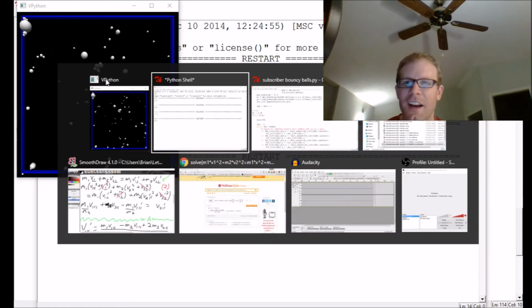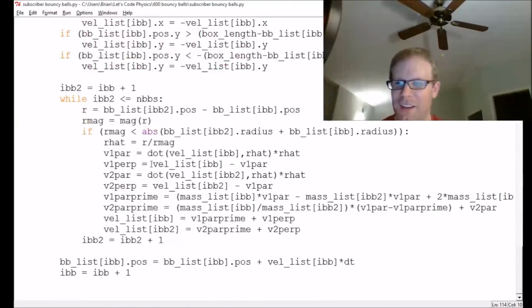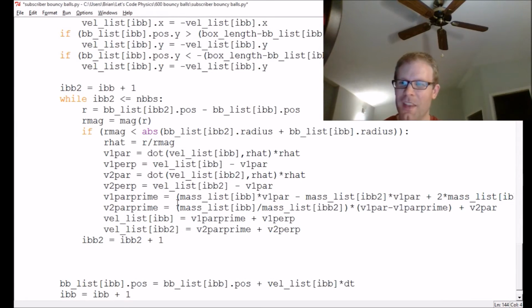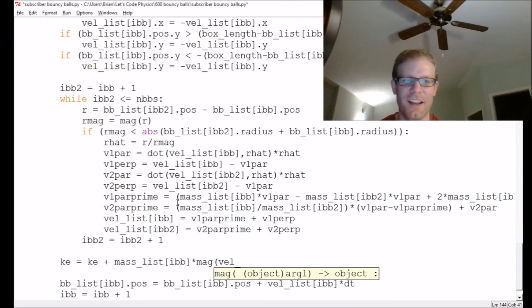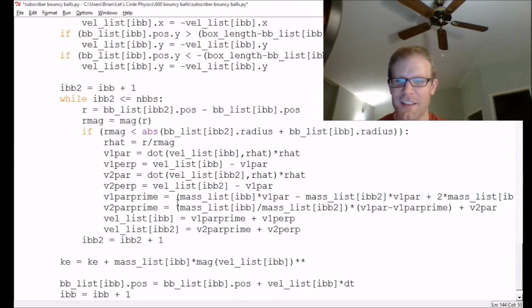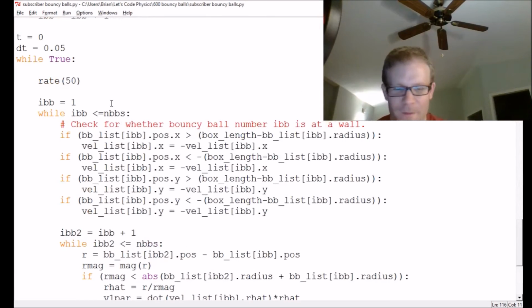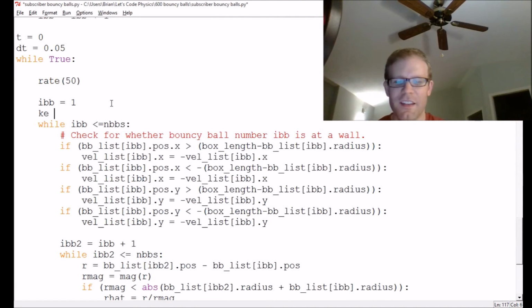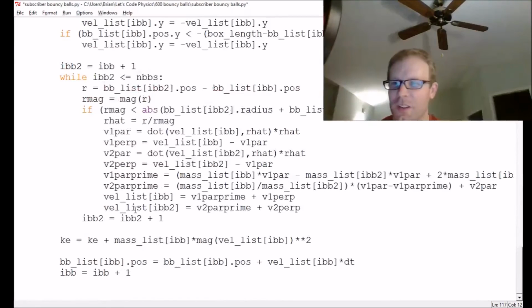That's weird. Okay, here's what I'm going to do. I'm going to put in a little check here. We are going to check these things' kinetic energies. So we are going to say kinetic energy equals kinetic energy plus the mass list IBB times the magnitude of velocity list IBB squared. Okay, and so I'm going to set up kinetic energy equal to 0 for each part of the loop.